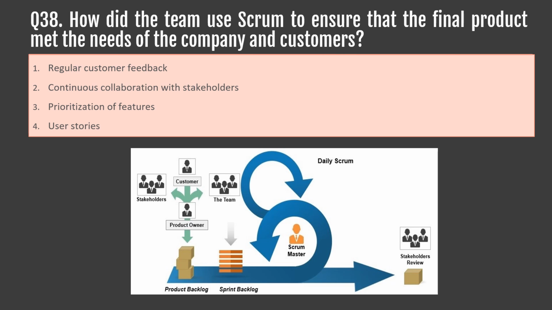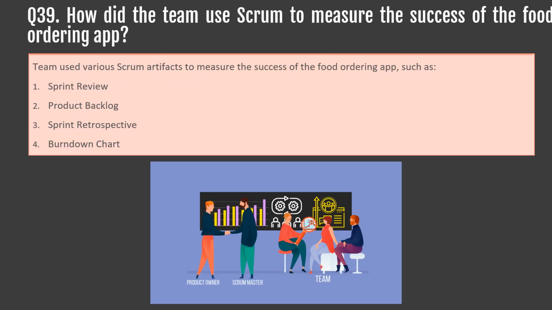User stories. The team wrote user stories from the perspective of the user and included a description of the feature, the user who needs the feature, and the benefit the feature provides. These user stories were used to define the product backlog and provide a basis for estimating work. By using these techniques, the Scrum team was able to ensure that the final product met the needs of the company and the customers.